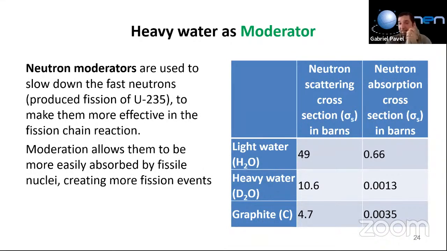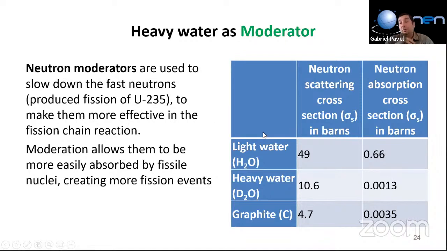Okay, it absorbs, but at the same time, the heavy water needs to scatter these neutrons. Why scatter? Because we need neutrons to have the famous fission reaction. What is the role of heavy water as moderator? As I wrote here, neutron moderators are used to slow down the fast neutrons.